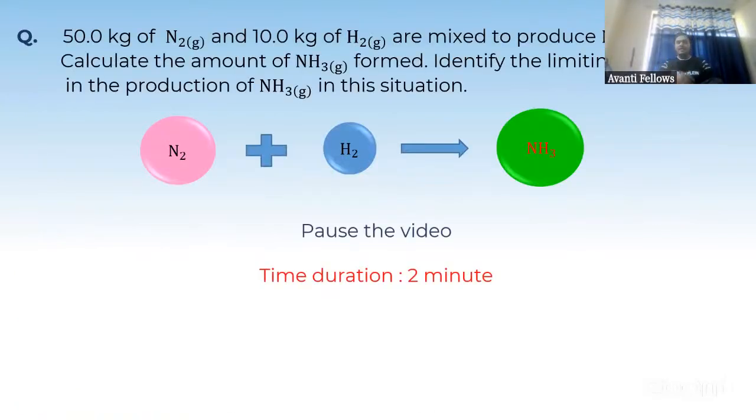Now, let's see one example. Through an example, you can better understand what we mean by the limiting reagent. Suppose we have 50 kilogram of N2 reacting with 10 kilogram of H2 to produce ammonia. You have to calculate the amount of NH3 formed and also identify the limiting reagent in the production of NH3 in this situation. So let's see how we'll solve this question.